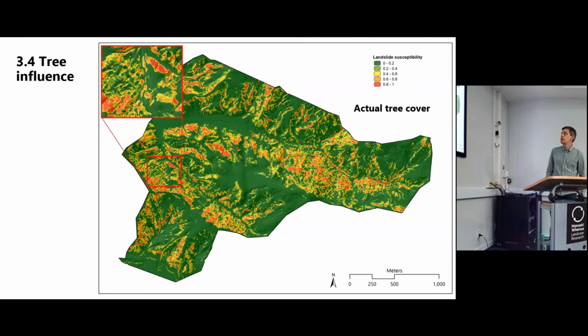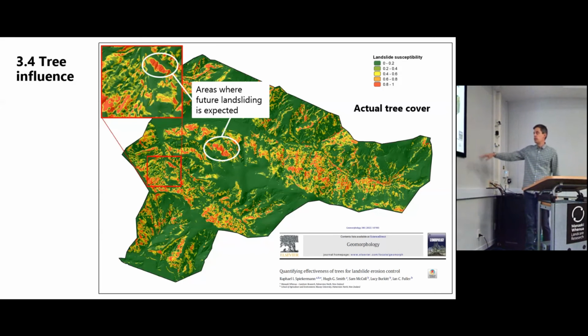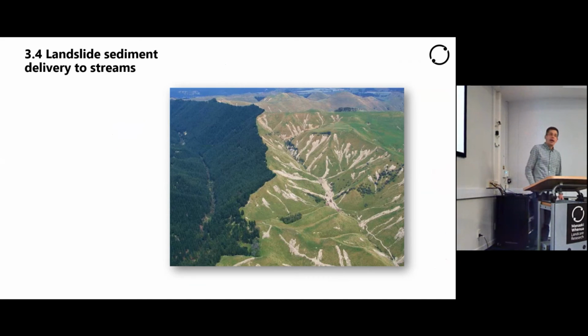If we add in the present tree cover, there's a notable reduction. It actually equates to about a 43% reduction in landslide erosion, estimated based on that shift in susceptibility. And the work underpinning that was also published last year. Now, as I mentioned at the start, we're interested in not just where landslides occur, but also sediment delivery.